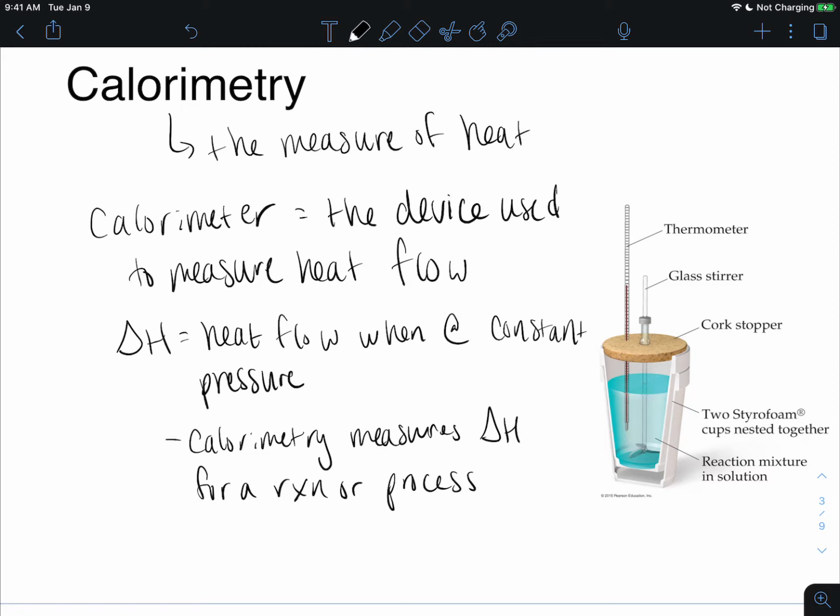Over to the right, this is what we call a coffee cup calorimeter. It is a constant pressure calorimeter, and we look at how the aqueous solution, which would be in here, changes as a reaction is done or a process is undergone in that coffee cup calorimeter.